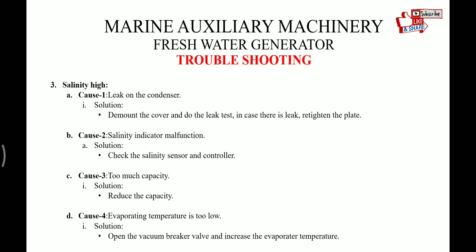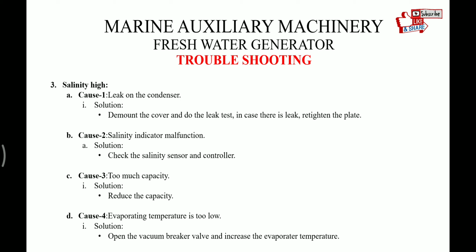The third cause is too much capacity. If the freshwater generator is producing more water than its certified capacity, then in that case also the salinity will be high. In that case, to rectify, reduce the capacity.